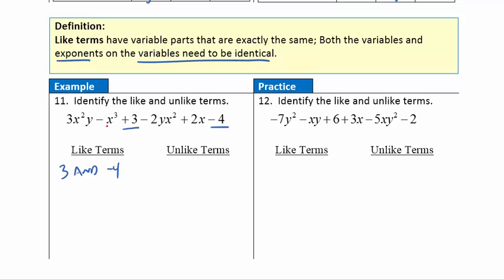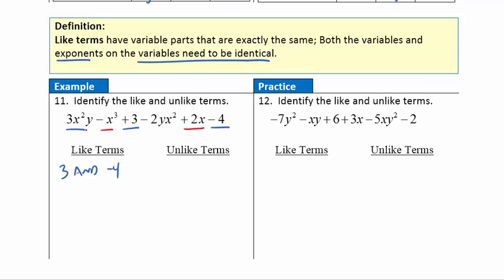Notice that negative x cubed and positive 2x could not be listed as like terms because this has an x to the third power, this has an x to the first power. So their variable parts are not identical. So those are not like terms. But we do have like terms right here.